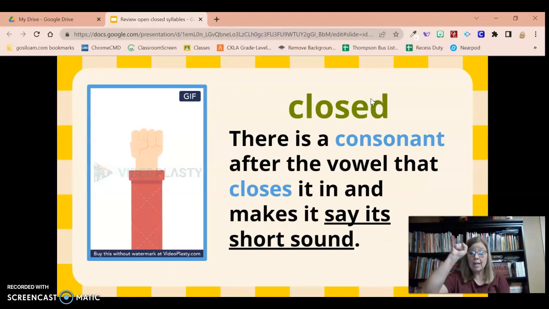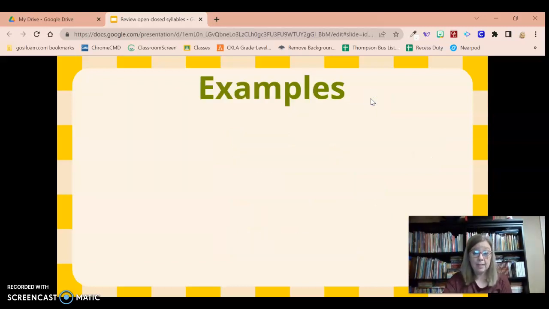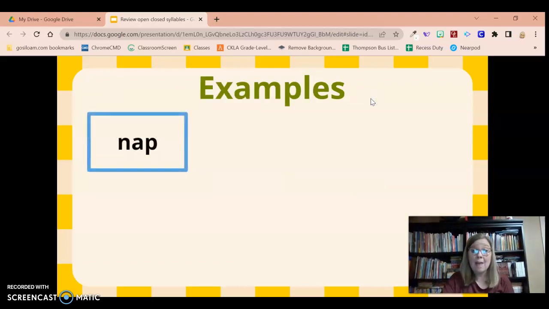So remember, a closed syllable: there is a consonant after the vowel that closes it in and makes it say its short sound. I like to think of that consonant after the vowel closing it in and making the vowel say its short sound, like a, i, ah. Some examples would be, here we have nap.